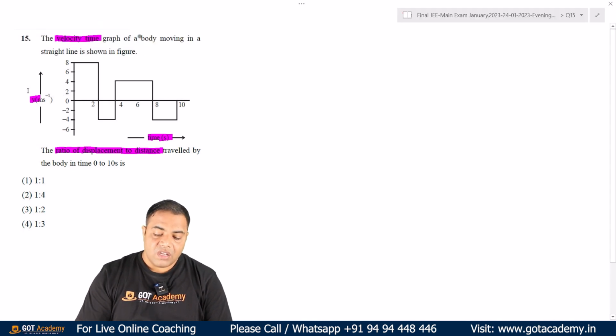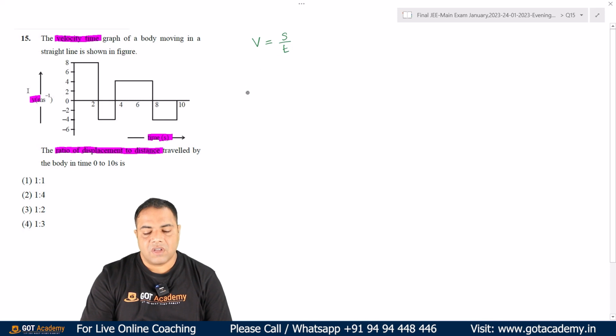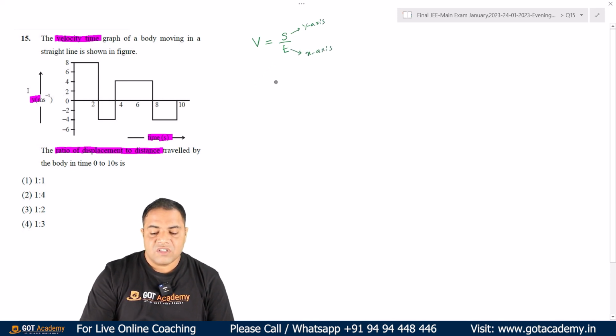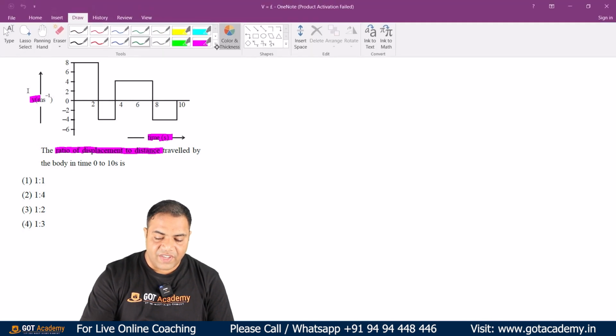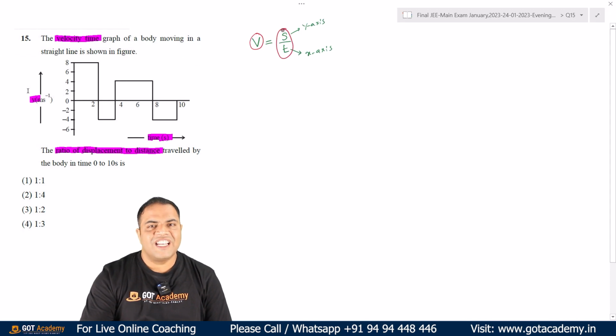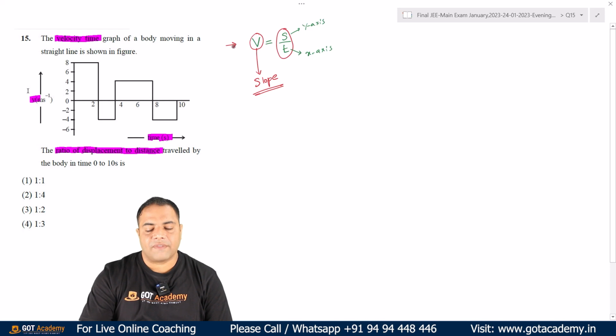I'll tell you the basic things. You know that velocity is equal to displacement by time. Suppose this is the y-axis and time is taken on the x-axis. In order to find out this velocity v, you have to go for what? Division. So in such a case, to find out the velocity, you have to find the slope. That is the first thing to keep in mind whenever you are going for the graph.